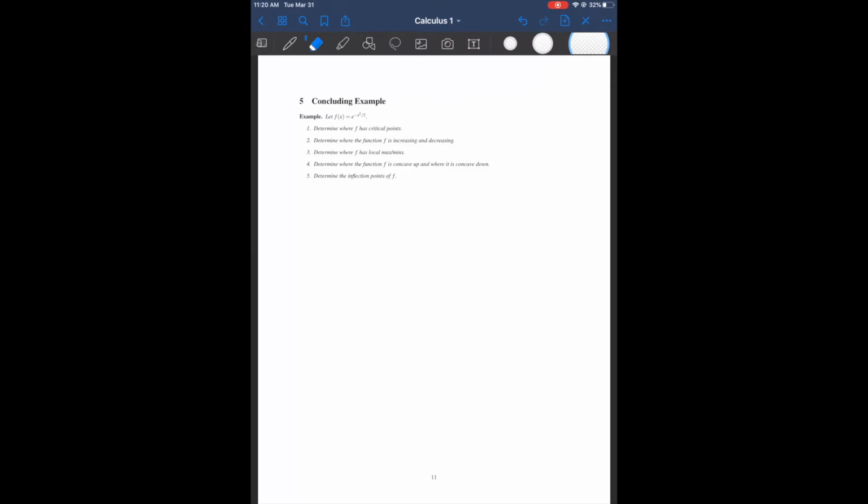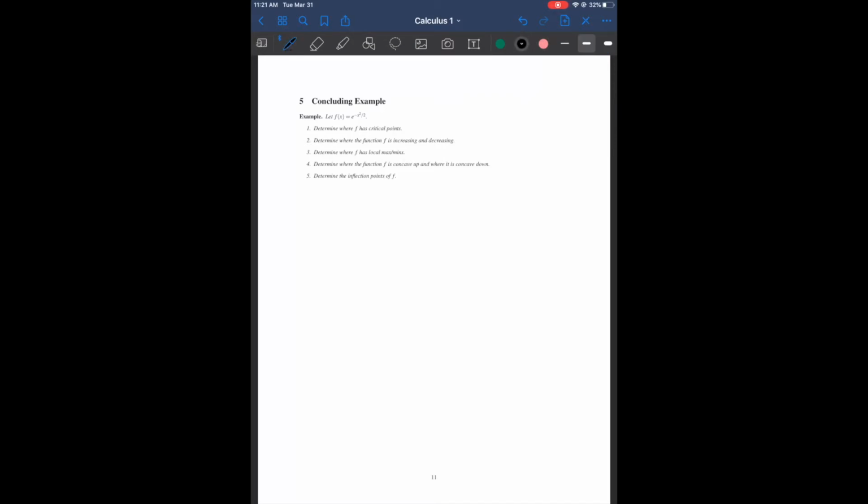We're going to find its critical points. We're going to find where the function is increasing or decreasing, where the function has local max or mins, where we have the function concave up and concave down, and we're going to figure out the inflection points of f. Okay, so let's get started.